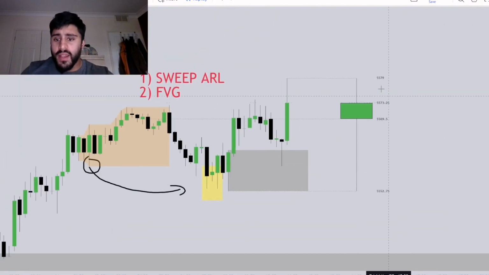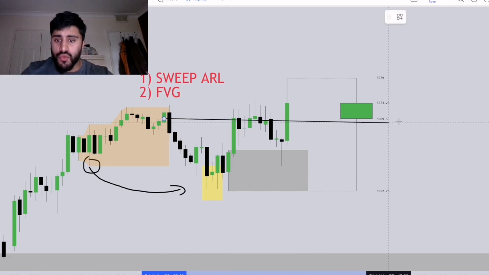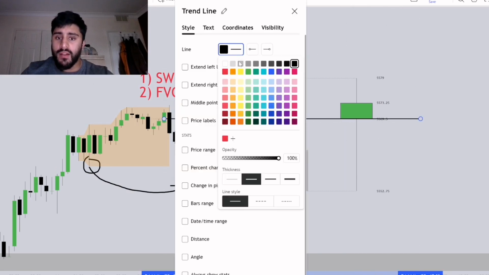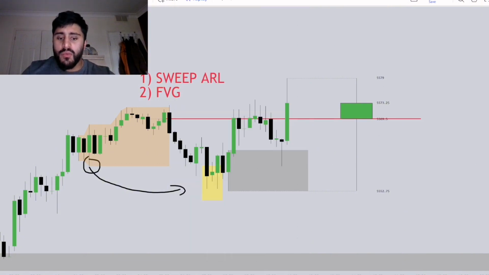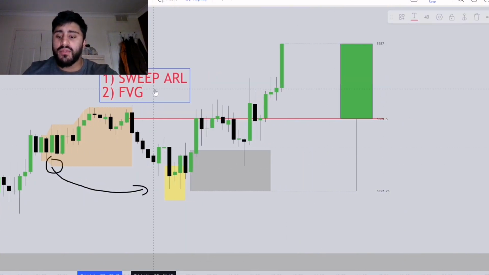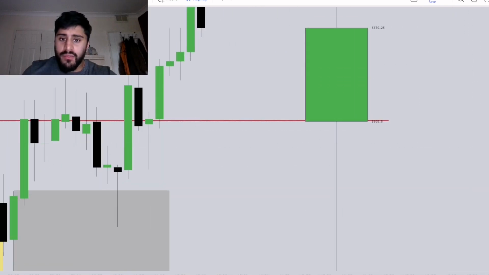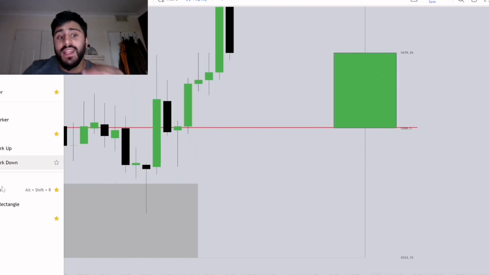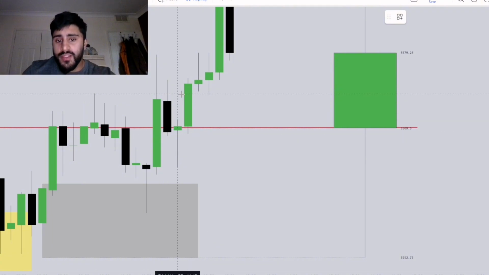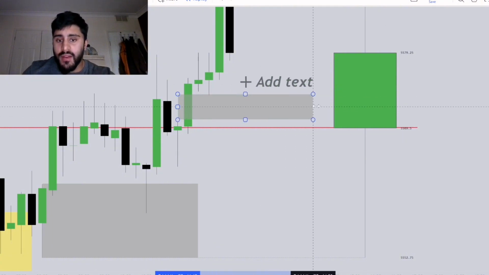Now from here, what we're looking at is our daily opening price. This is our daily opening price over here. If I just draw a line over here, this is our red line. This is important to understand. So once we have our daily power of 3, we're simply looking for a 15-minute fair value gap to trade from. Just to make things clear, we have a 15-minute fair value gap. This is the key level I use. Notice how this is our 15-minute fair value gap over here.